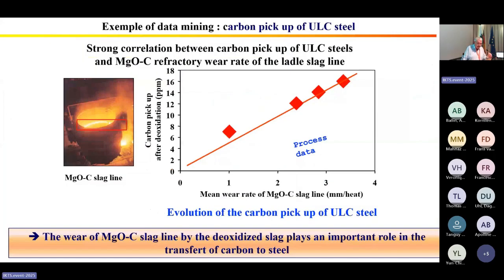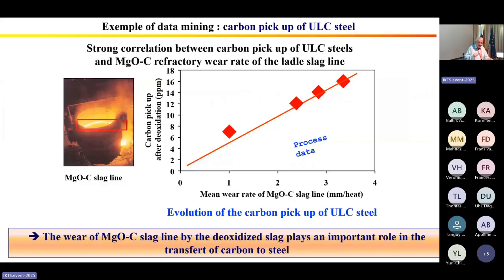So these data are very important to improve the refractories by the process. Just look at an example of data mining. It concerns the carbon pickup of ultra-low carbon steel. Ultra-low carbon steels are very important grades for steel making, and typically the amount of carbon in this steel is 30 ppm of carbon.